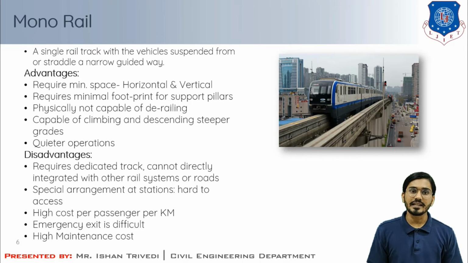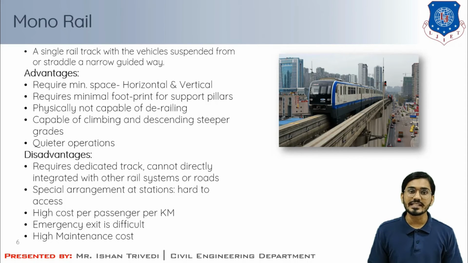Now the advantages and disadvantages of monorail. As I said, it requires minimum space horizontally and vertically. It requires minimum footprint for support of pillars. It is physically not capable of derailing, and that is one of the major advantages. It is capable of climbing and descending steeper gradients as well, and quieter operation, and it is easier, meaning the turning and changing of the track is easier and it is easy to operate.